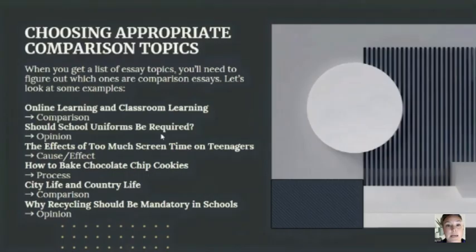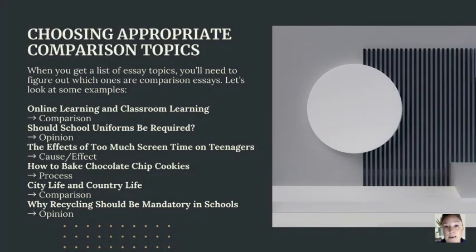So we're going to focus on comparison essays, so we understand that online learning and classroom learning have enough in common, both subjects, to be considered a suitable comparison essay. And city life and country life, both of these subjects have enough similarities, enough differences to be able to identify, therefore making it a suitable comparison essay topic. Still ahead, I'll show you how keywords can identify your essay type and make planning easier for you.